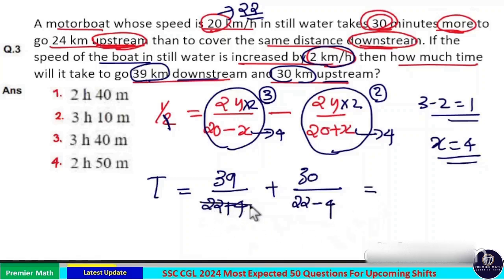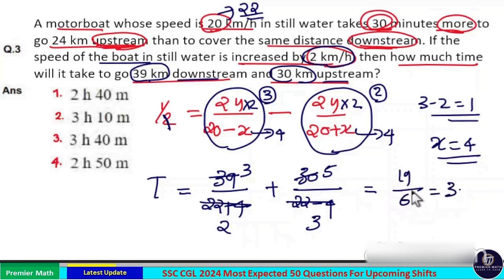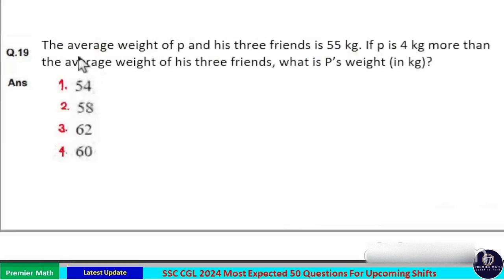Now this is 26. 13 goes 2 times in 26. 13 goes 3 times in 39. Now 22 minus 4 is equal to 18. So 6 goes 3 times in 18. 6 goes 5 times in 30. So this will become 3 by 2 plus 5 by 3. 3 into 3, 9, plus 5 into 2, 10. So 9 plus 10, 19, divided by 6, which is 3 and remaining 1 by 6 hour. 1 by 6 hour means 1 by 6 into 60 minutes, that is 10 minutes. So 3 hours 10 minutes. Option 2 is your answer.